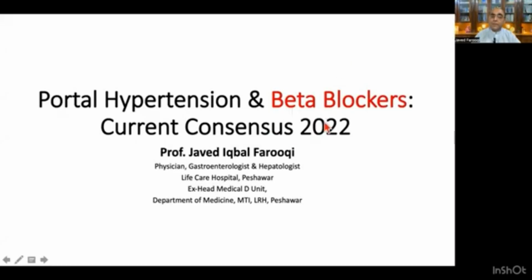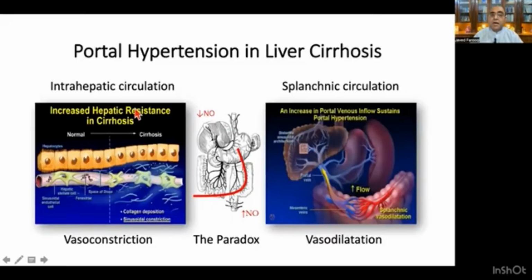Dear colleagues in PGs, in the second part of our discussion on portal hypertension, we shall discuss the role of beta blockers in treating portal hypertension cases. We shall find out the targets or the ways how we can decrease the portal hypertension by using beta blockers. So in this part, we are discussing the role of beta blockers in portal hypertension.